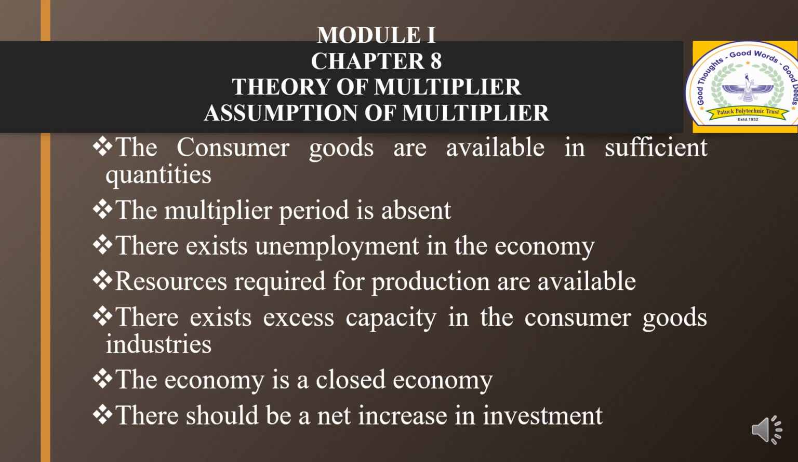There are various assumptions. I am going to explain them point-wise. The first one: the consumer goods are available in sufficient quantities. The multiplier period is totally absent here. There exists unemployment in the economy. Resources required for production are available. There exists excess capacity in the consumer goods industries. The economy is a closed economy here. It is not an open economy, and there should be a net increase in investment.